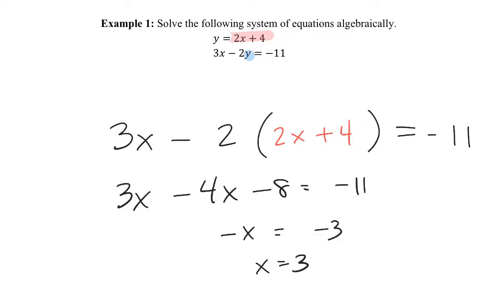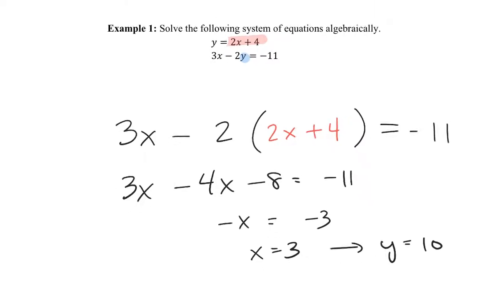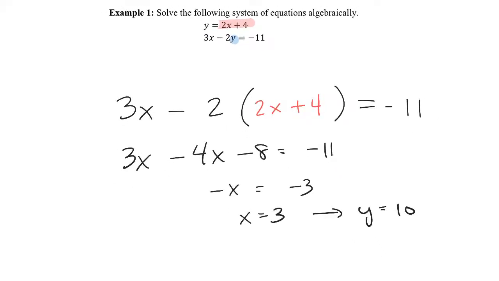If x is 3, 3 times 2 is 6, 6 plus 4 is 10. This tells me that y equals 10. So how might I write my solution? Write it as a what? Yes, a coordinate point.